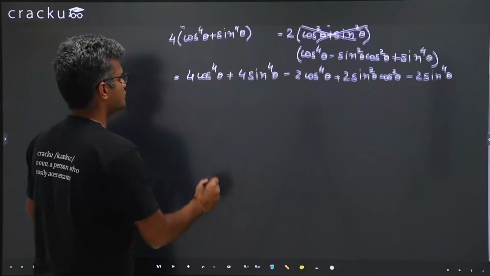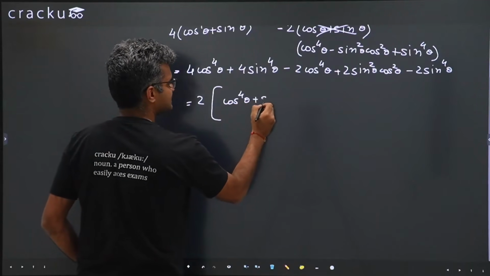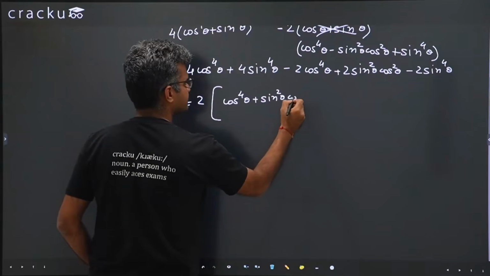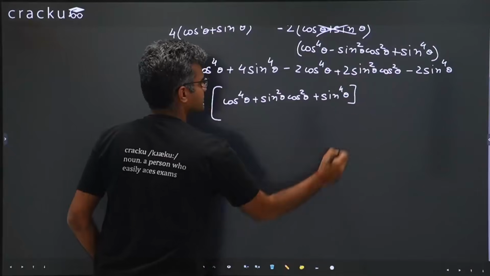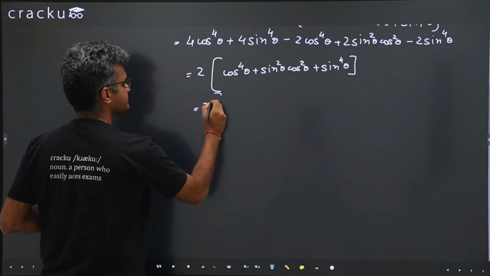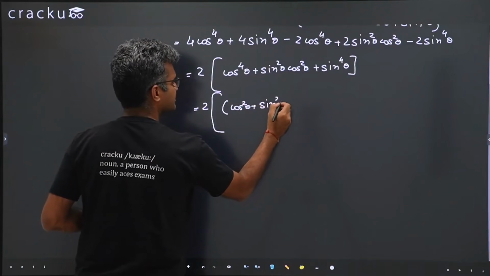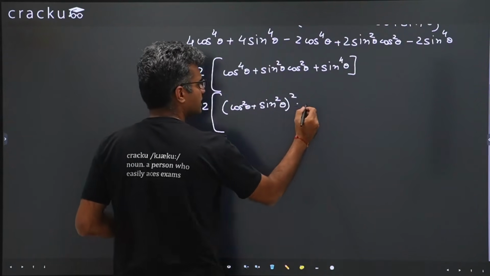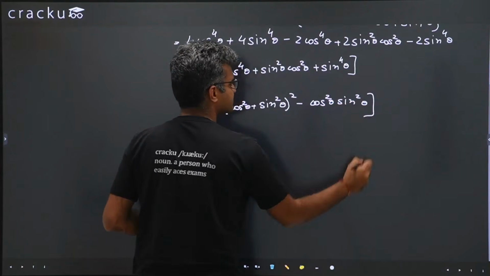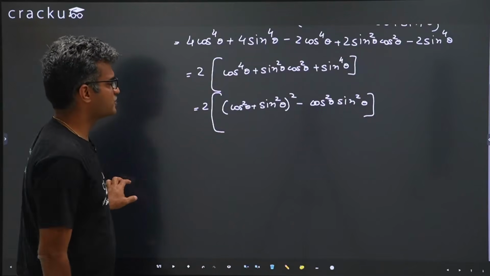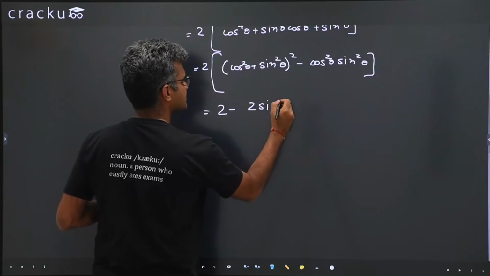This can be simplified to equal 2 times (cos to the power 4 theta plus sine square theta cos square theta plus sine to the power 4 theta). This is equal to 2 times ((cos square theta plus sine square theta) whole square minus cos square theta sine square theta). This is the simplified value of the same expression. Again, we know cos square theta plus sine square theta is equal to 1. So this expression can be simplified to equal 2 minus 2 times sine square theta cos square theta.